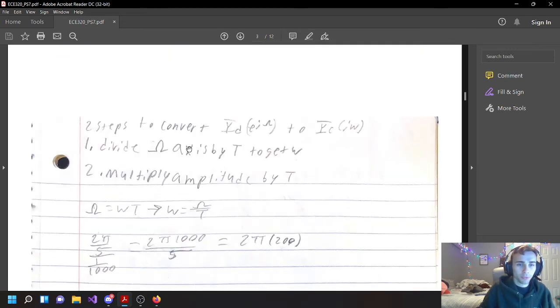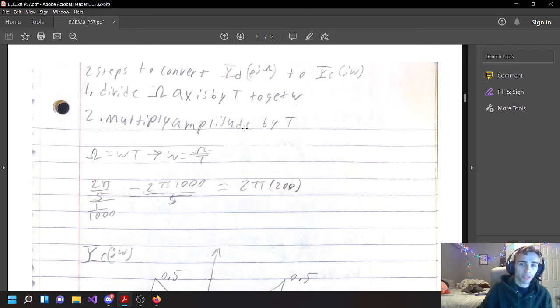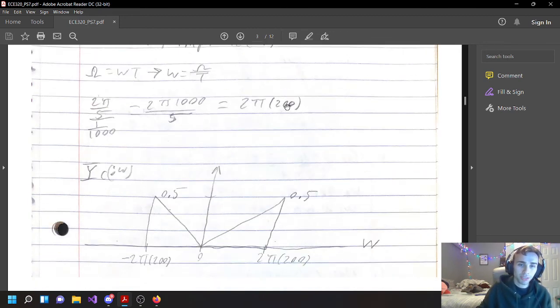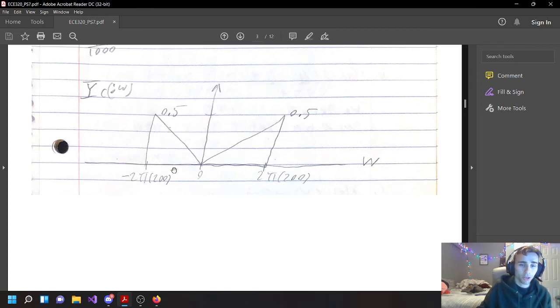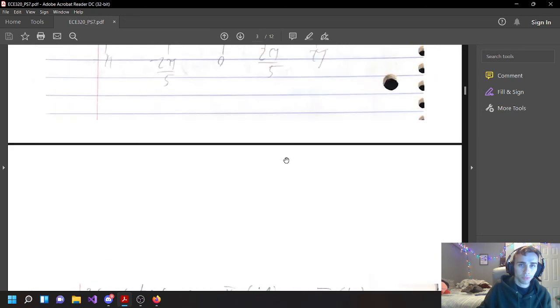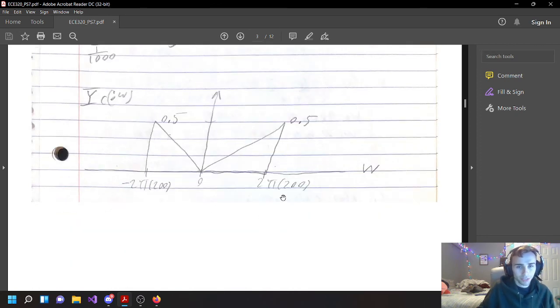And then we're going to have our continuous output. We convert it by doing pretty much the exact opposite of what we did going from the continuous to the discrete signal. We divide the axis by T and multiply the amplitude by T. So we have 500 divided by 1,000, which is 0.5. For the axis, it's 2 pi over 5 divided by T, and then you get 2 pi 200. And that's your answer.